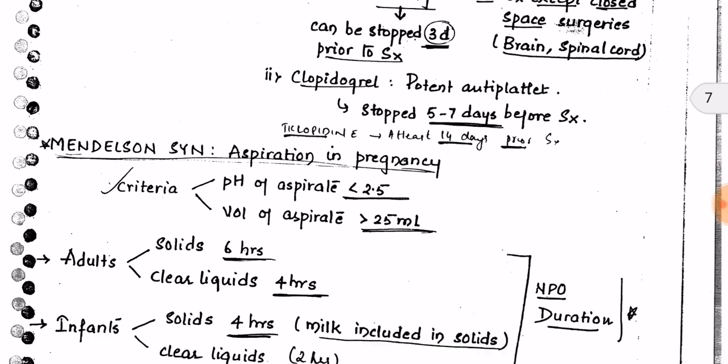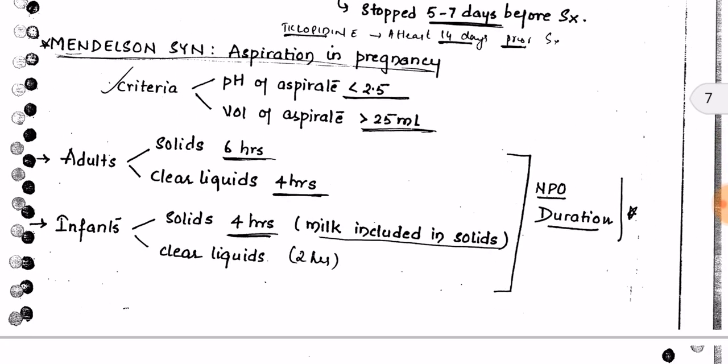Now, there's a syndrome called Mendelson's syndrome. That means aspiration in pregnancy. Okay. So the criteria is that the pH of aspirate is less than 2.5, and the volume of aspirate is more than 25 ml. So that is Mendelson's syndrome. So aspiration in pregnancy. Okay. If the pH is less than 2.5 and the volume of aspirate is more than 25 ml, right?